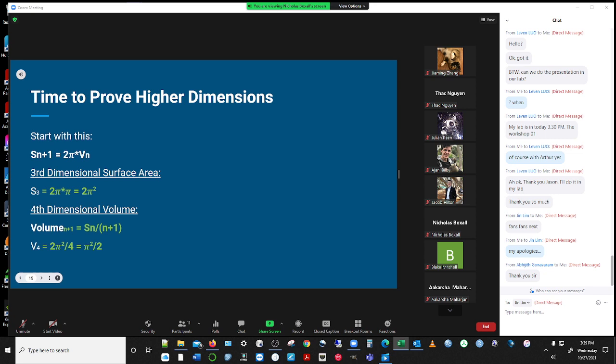Now with this relationship shown, we can start to prove the relationship in higher dimensions. So we'll start with that pattern and apply it to surface area in the third dimension. We see here that we get surface area of 2 pi squared. Now, if we go to the fourth dimensional volume and apply this surface area to the formula we created earlier, we will see its volume.